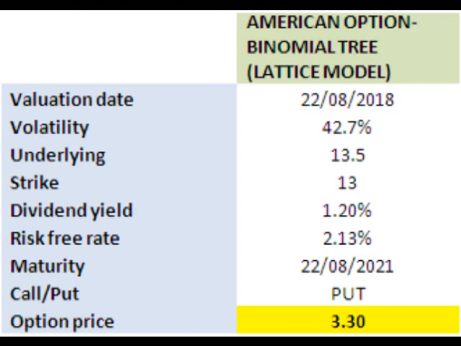Using our Excel workbook, we obtain a price of $3.30, which is smaller than the price determined by the analytical approximation, Barone and Adesi-Whaley, approach.